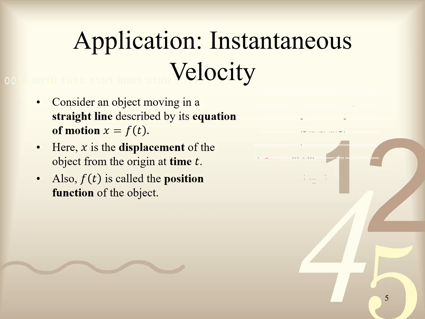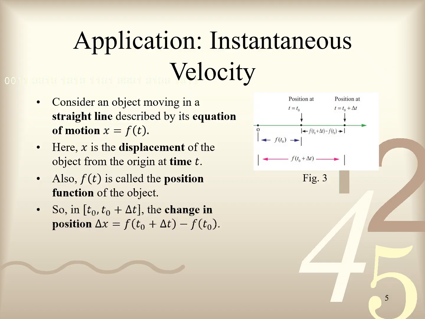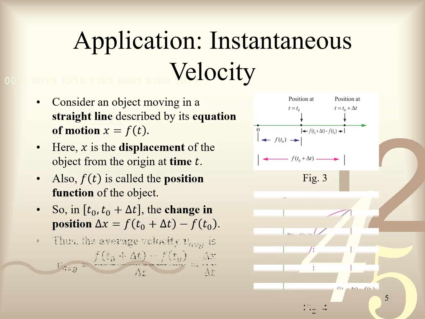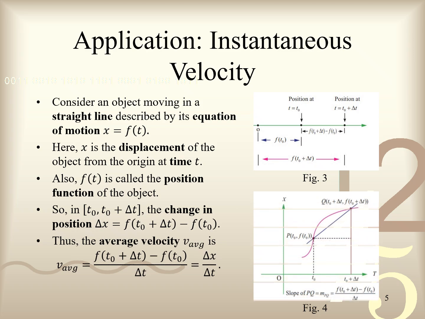So, in the interval from t0 to t0 plus delta t, the change in position delta x equals f of t0 plus delta t, minus f of t0, in figure 3. Thus, the average velocity of the object is given by f of t0 plus delta t, minus f of t0, all over delta t, which equals delta x over delta t. Note that this is the slope of the line between the points P and Q in figure 4.